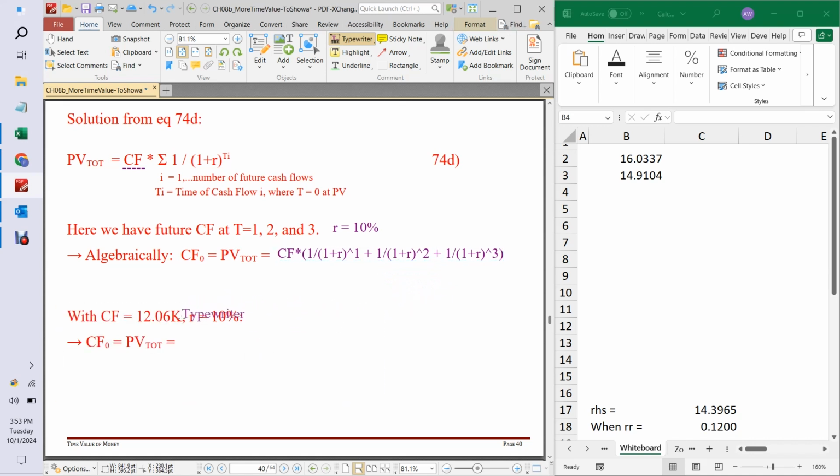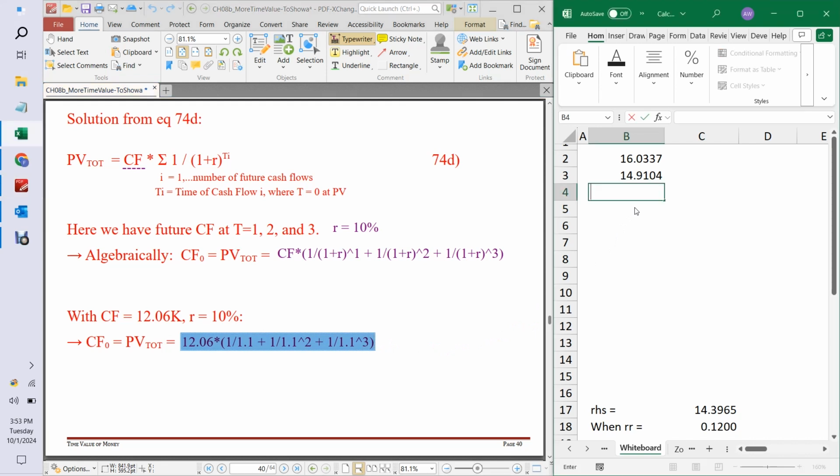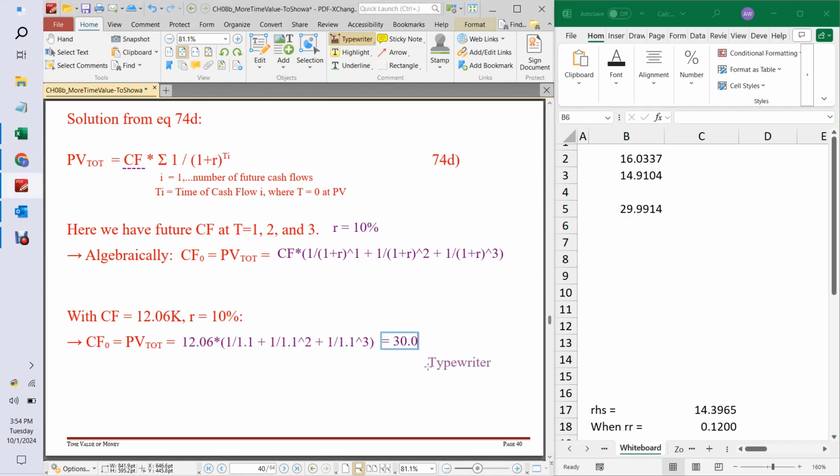Now let's plug in all the numbers that we know. We know that CF is 12,060. We know that R is 10%. So I can say 12.06 times 1 over 1.1 plus 1 over 1.1 squared plus 1 over 1.1 cubed. And that's going to total up to what the lender is going to have to loan to Mr. Small Net Worth at the onset of the mortgage. So we put that into our electric pencil and we get 29.99. Let's just call that 30.0.